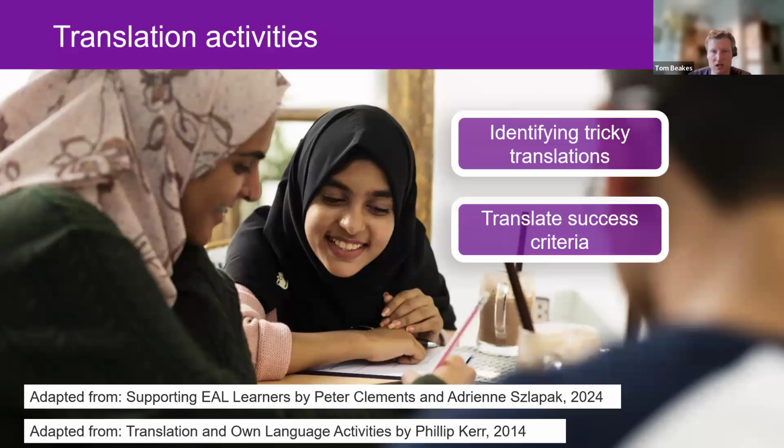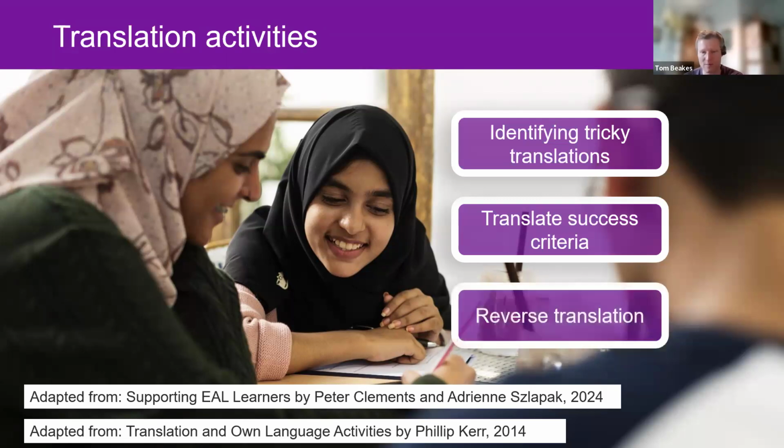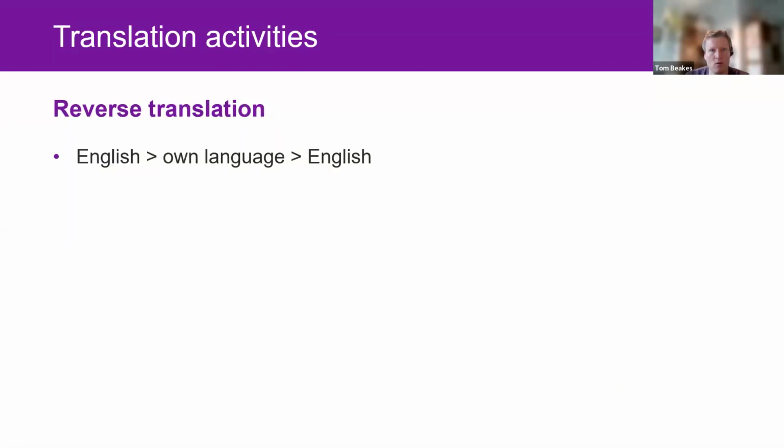Translating rubrics or success criteria, again, it helps with that clarity of understanding. And another really powerful tool is reverse translation. What I mean by reverse translation is having a text in English. They put it into their own language. You take away the original text in English, they translate it back into the English language, and then they can compare it with the original.